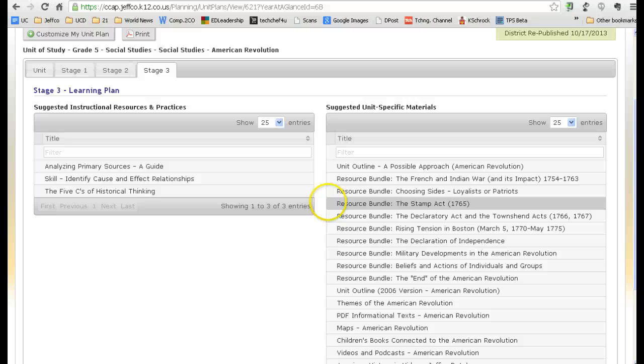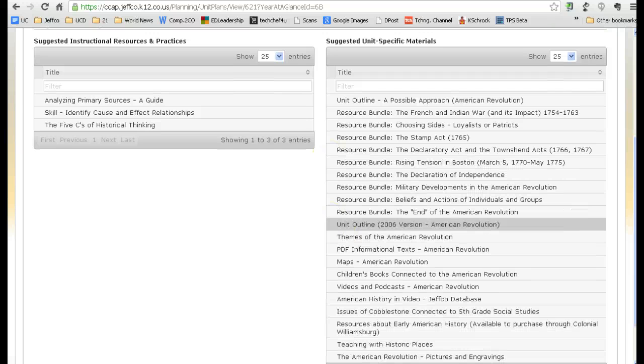Next, we're going to progress to the Stamp Act. So notice how the Stamp Act is 1765, and it progresses chronologically. You go to the next point in time, Declaratory Act and Townshend Acts, 1766, 1767. These are all different events that may have led up to the American Revolution. So we keep going through these events and ideas over time, Declaration of Independence, and then we're actually going to get into the outbreak of the American Revolution.